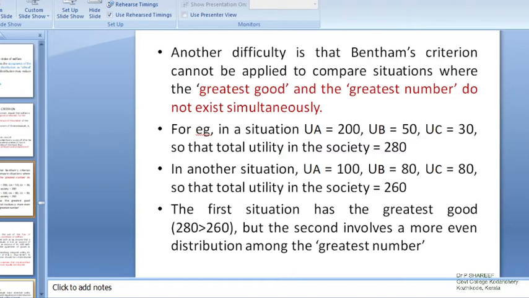is equal to 280 utils. In another situation, utility of A is equal to 100 utils, B is equal to 80, utility of C is equal to 80, then total utility is the sum of 100 plus 80 plus 80, which is equal to 260 utils. Here, the first situation has the greatest good, that is 280, but the second situation involves the greatest number, that is, utility of B and utility of C are 80, which is greater than that from the first situation. In such cases, Bentham's criterion cannot be applied to compare levels of welfare.